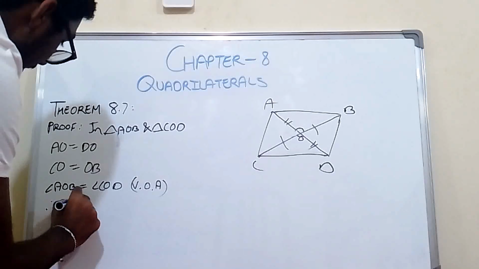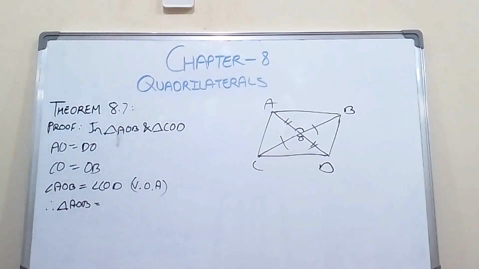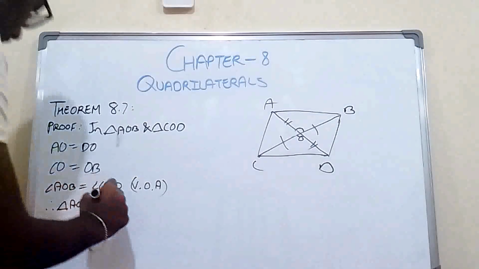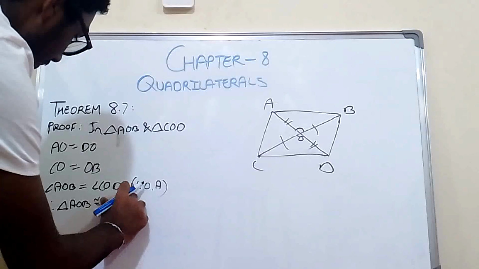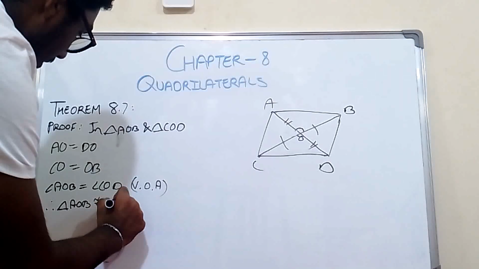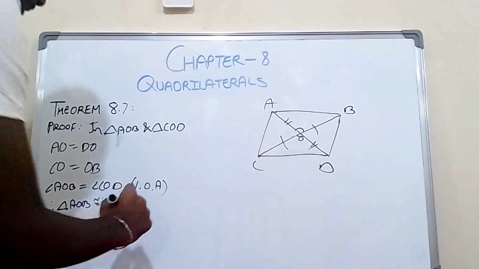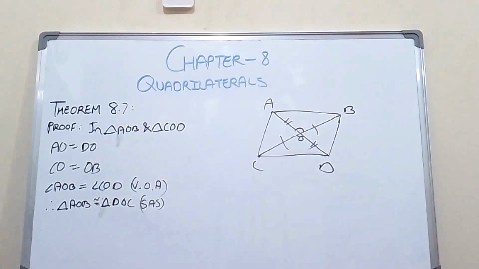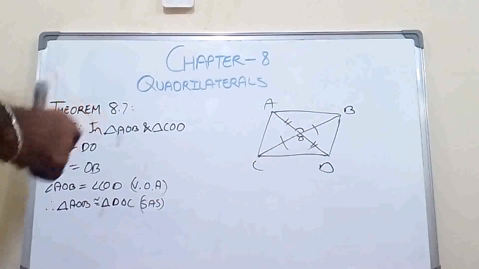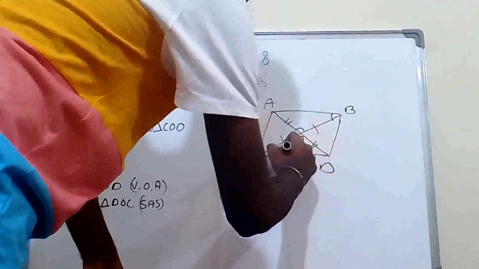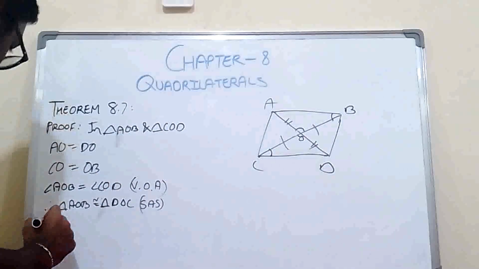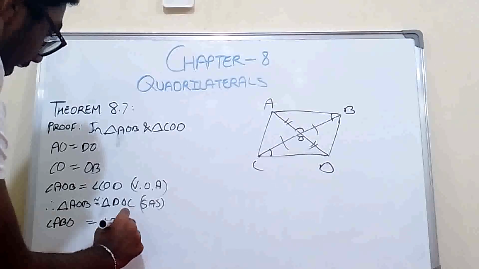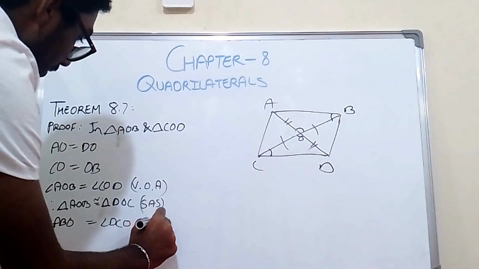Therefore, we can tell the triangle AOB, and we must be very careful about which part is corresponding to which other part. So here, A corresponds to D, triangle DOC using SAS. Now we have proved that these two triangles are congruent. So if these two triangles are congruent, we can tell that this angle is equal to this angle. So angle ABO is equal to angle DCO because of CPCT.